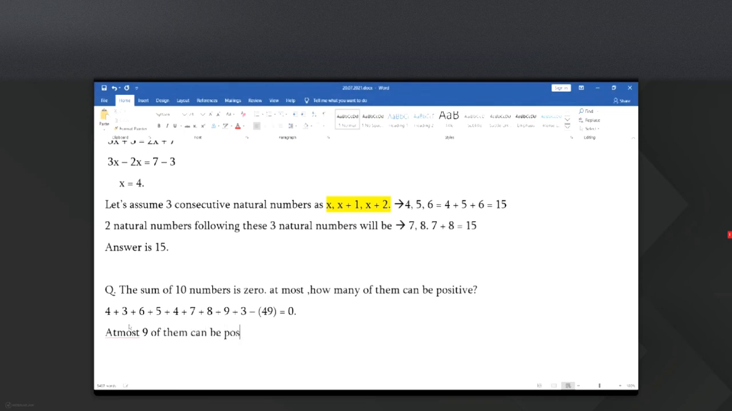At most, 9 of them can be positive. Okay, so there you go. At most, 9 of them can be positive. That is the correct answer.